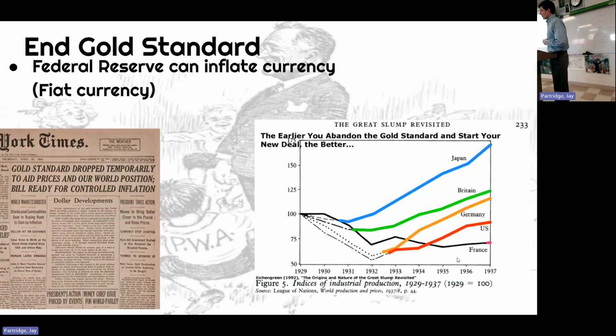Next, they ended the gold standard. And so the Federal Reserve could inflate the currency. They call this fiat currency. That's what we're on now. That gives the Federal Reserve Bank a lot more power over the financial system. A lot of people believe gold is more stable because gold, you can grab it. No. If your currency is connected to something that your government, the central bank, can't control, your currency is going to be much more volatile because you can't control it.